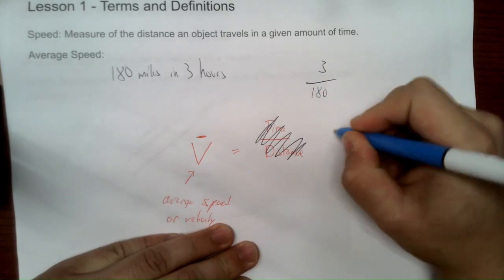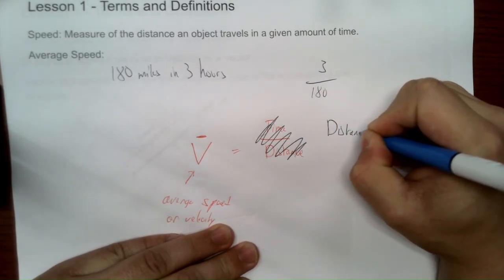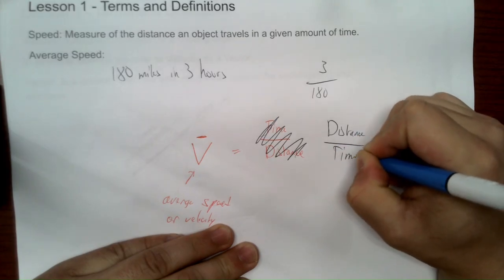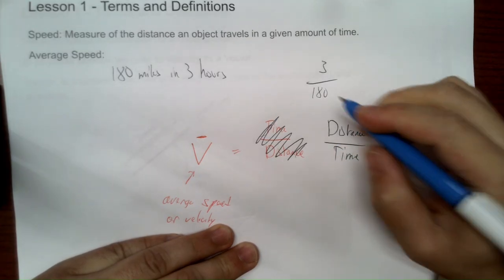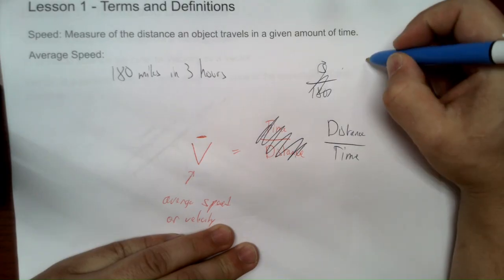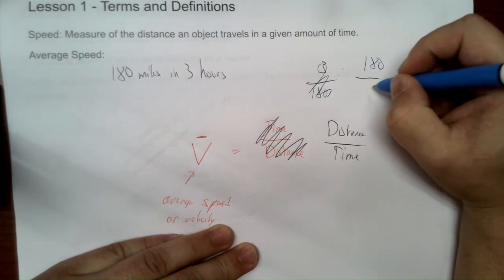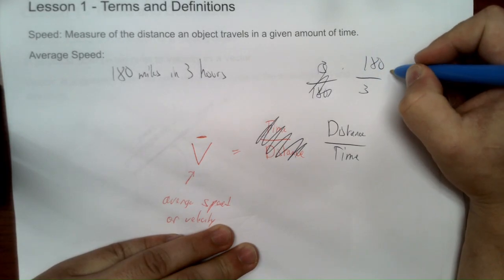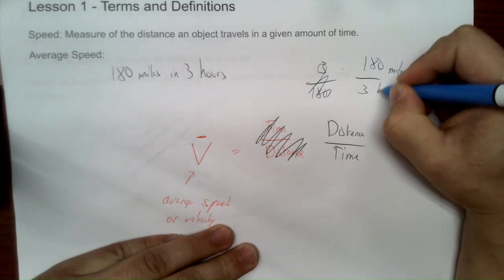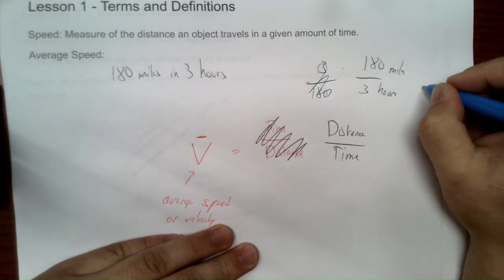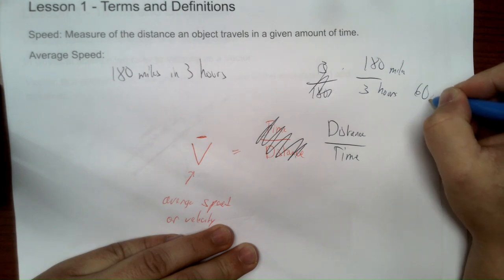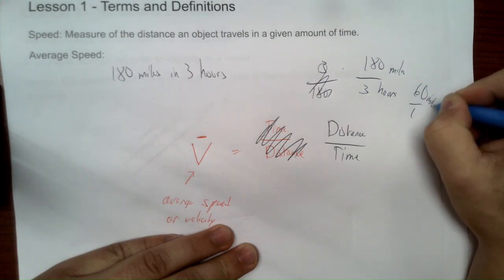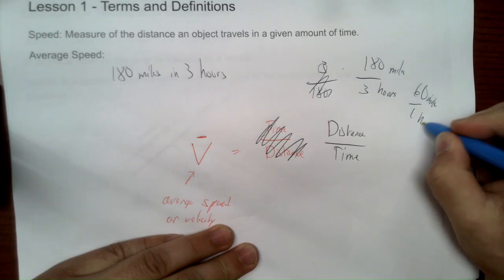All right. I need everyone to ignore what I said. It's distance over time. Sorry, I don't have time to go back and edit this, so I need you to remember this. Sorry, distance over time. So our distance is 180. Our time is 3 hours. 180 miles over 3 hours. If we simplify this down, we get 60 over 1 miles per hour.